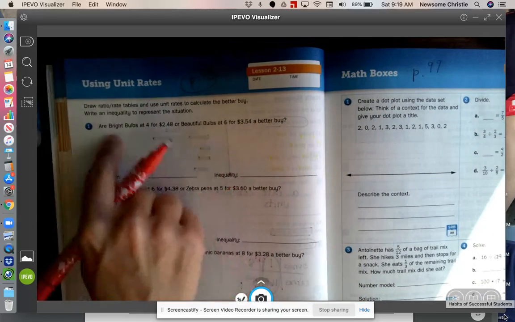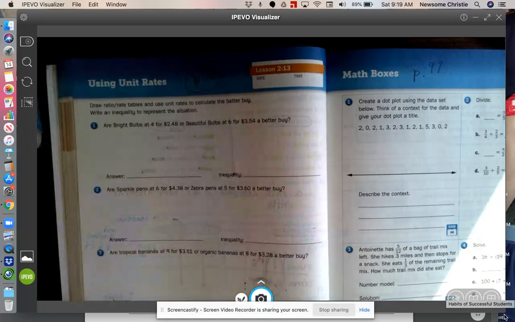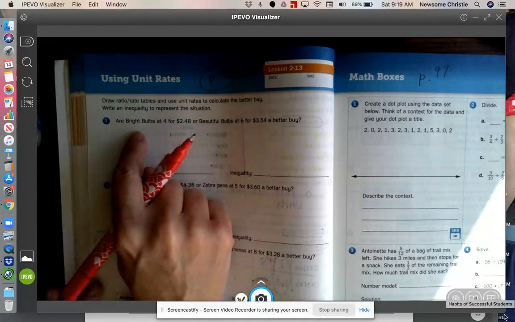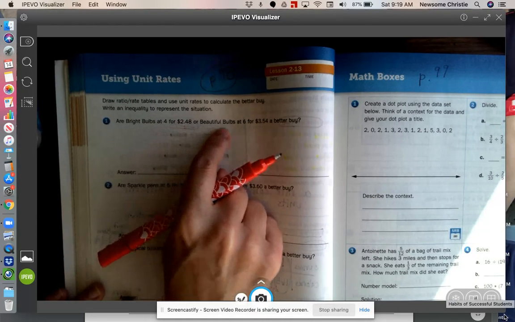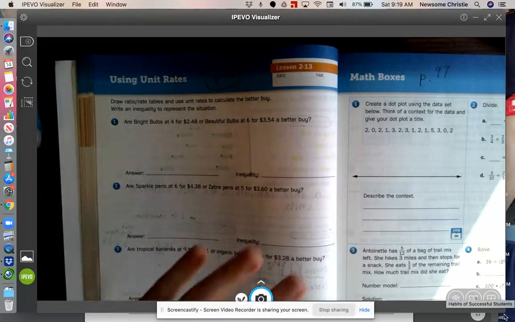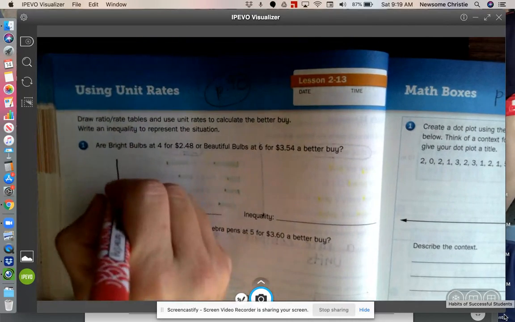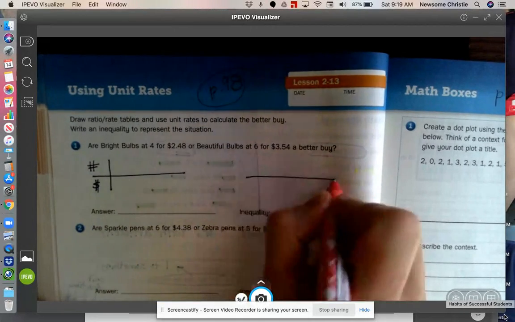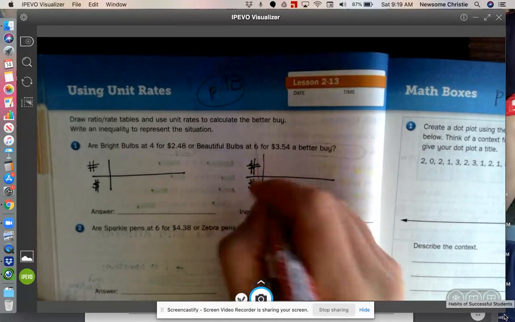All right, so let's look at this one. This one says draw ratio and rate tables and use unit rates to calculate the better buy. And then we're going to write an inequality to represent the situation. All right, so let's look at number 1. Are bright bulbs at 4 for $2.48 or beautiful bulbs at 6 for $3.54 a better buy? So let's do 2 little ratio rate tables. So we've got number and money, and we have to do 2 because we have 2 different stores, right? So number and money, and I'm keeping them the same.